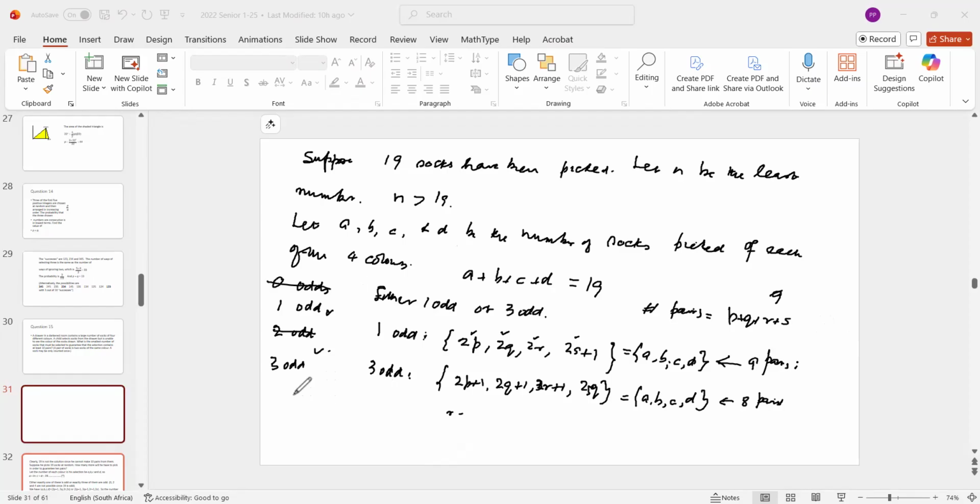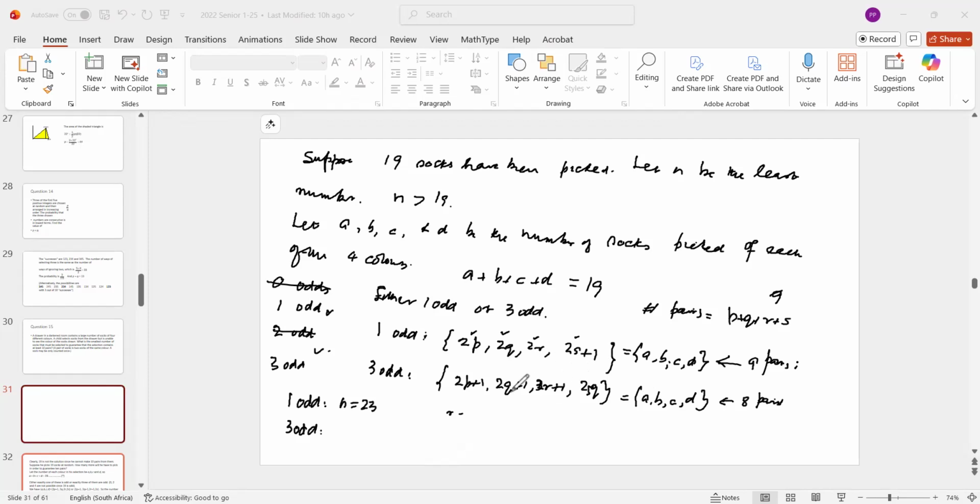So in the case of one odd, n is equal to 23. This is the smallest number that you have to pick up to guarantee 10 pairs, right? It has to be 19 plus 4, right? In the case of 3 odd, what happens here? In this case, you need 2 more pairs, right?